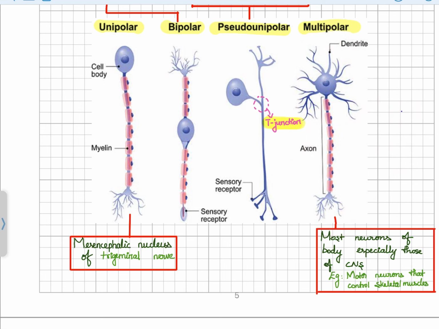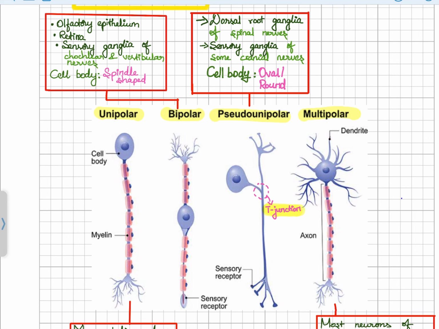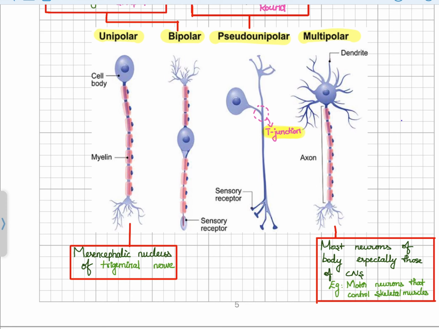They have dendrites arising from the cell body, and on one end they have an axon arising from them. Now let's see which organs have which type of neurons. Surprisingly, every type of neuron is present in our body. Unipolar: the mesencephalic nucleus of the trigeminal nerve. Just remember the trigeminal nerve. We will discuss the mesencephalic nucleus, and there are a lot more in different nerves, in later sections.